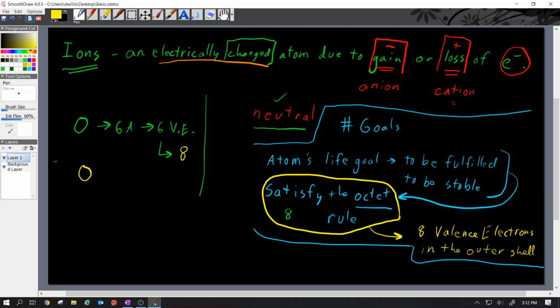So oxygen then is going to be a -2 because, in order to transition from 6 to 8, it would have to gain 2 more electrons, which would give it a -2 charge. Yes? Yeah, feeling good about that? All right, excellent. So that is how that happens.